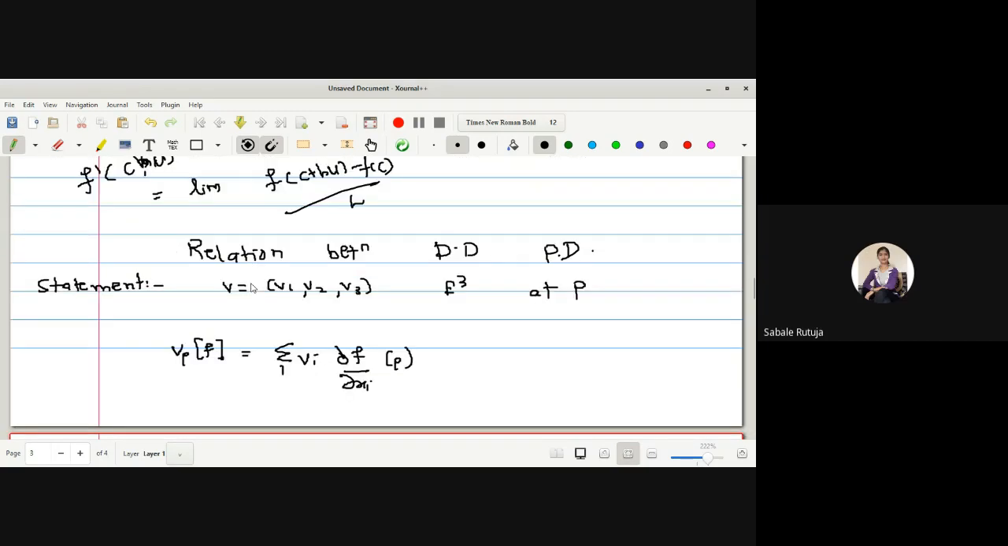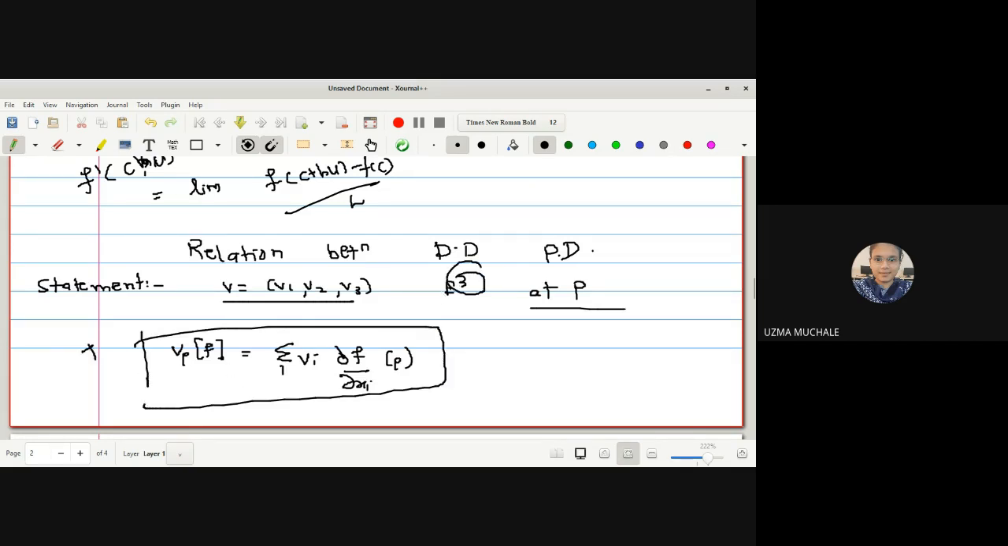Yes, ma'am. What do we have to do here? In the statement, V and any point P in E3 space are given. And what is our aim to prove? We have to prove that V_P[f] can be written as summation over i of vi dou f by dou xi. The actual definition of this is d by dt of f of P plus tV at t equal to 0. Now your directional derivative definition you can see here. This is V_P[f], the directional derivative, which is equal to dou f by dou xi. What do you mean by dou f by dou xi? Dou f by dou x, dou f by dou y and dou f by dou z. Is it okay?